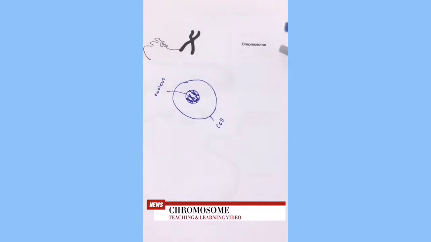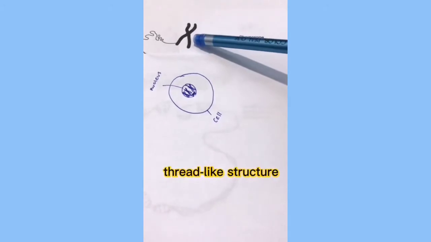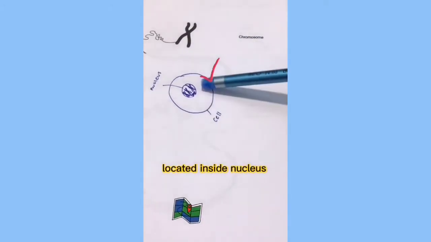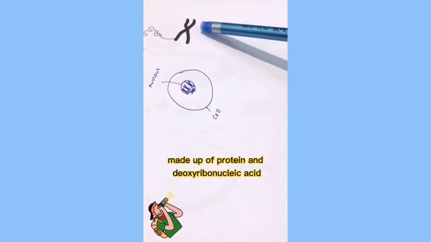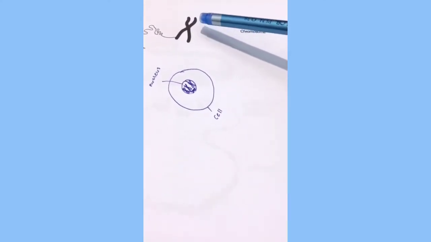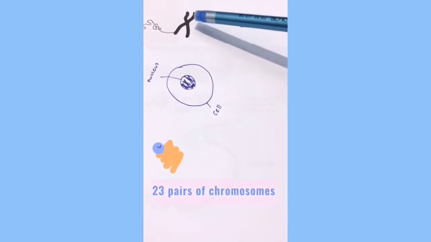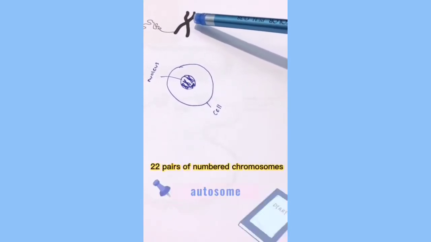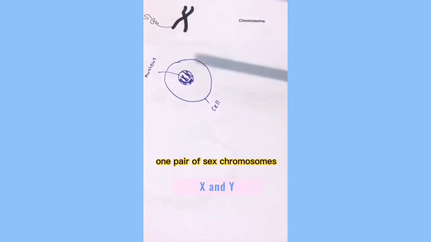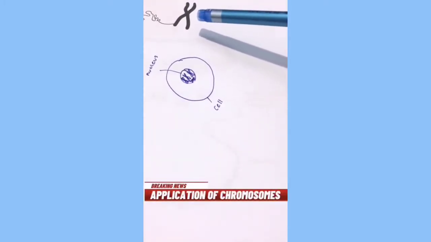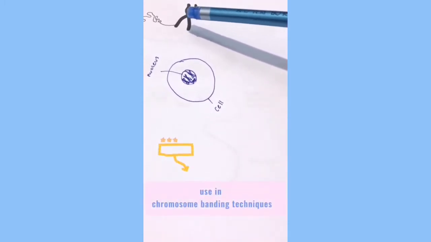Okay, the first term is a chromosome. This is a figure for chromosome. A chromosome is a tree-like structure located inside the nucleus of animal and plant cells. Each chromosome is made up of protein and a single molecule of deoxyribonucleic acid. Different organisms have a different number of chromosomes. For example, humans have 23 pairs of chromosomes: 22 pairs of numbered chromosomes called autosomes, and 1 pair of sex chromosomes, X and Y. An application of chromosomes is in chromosome banding technique to study the primary chromosome structural changes.